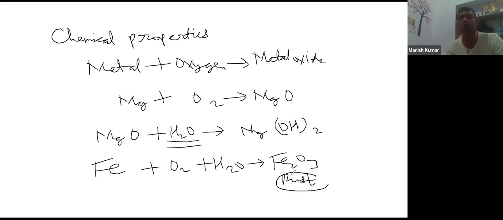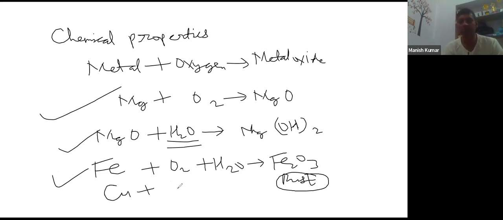If you are asked to show how rusting occurs, or you have to write a paragraph on it, the most important thing is these chemical reactions that you are seeing. First of all, you have to write these chemical reactions, then explain the whole process, like rusting or whatever it may be. Copper is also a metal that can react with H2O.